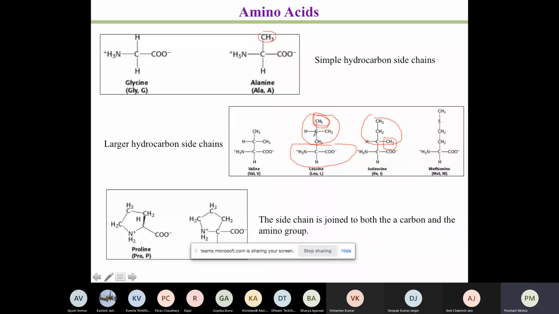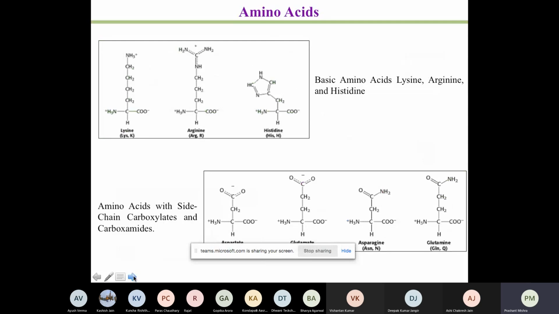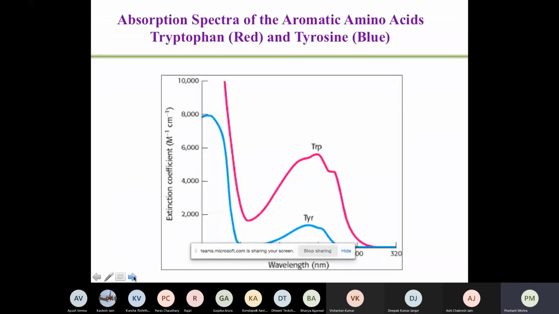So this gives you a basic idea of how different amino acids are present in a protein structure. We will discuss more about it. And this is absorption spectra; we will talk about the absorption spectra.